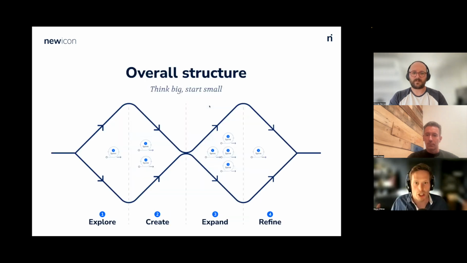So the overall structure of Agile architecture is essentially 4 main phases. One of the key things we do is we say we need to think big in order to start small. And so the first step is the explore, which is where we're really trying to understand the root of the problem. We do workshops and we really try to understand the problem.